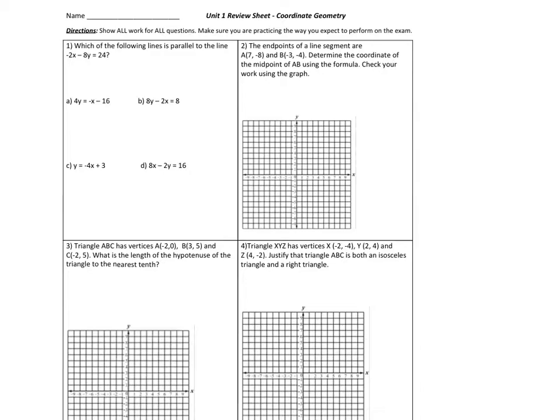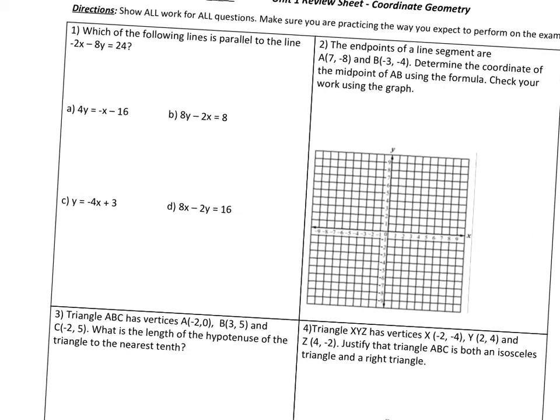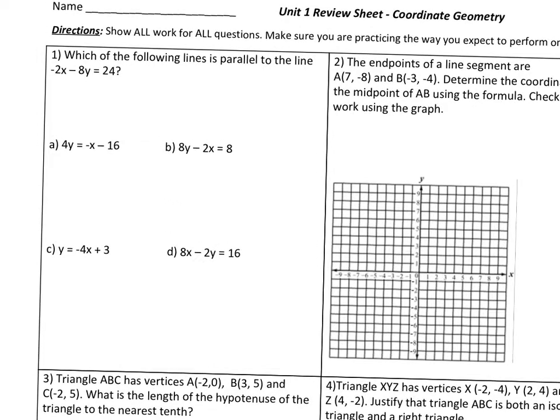So the first example we've spent some time looking at in class, but if we zoom into number one, it asked, which of the following lines is parallel to the line negative 2x minus 8y equals 24? A really important key word here is this word parallel, which we should all recognize and immediately think same slope.